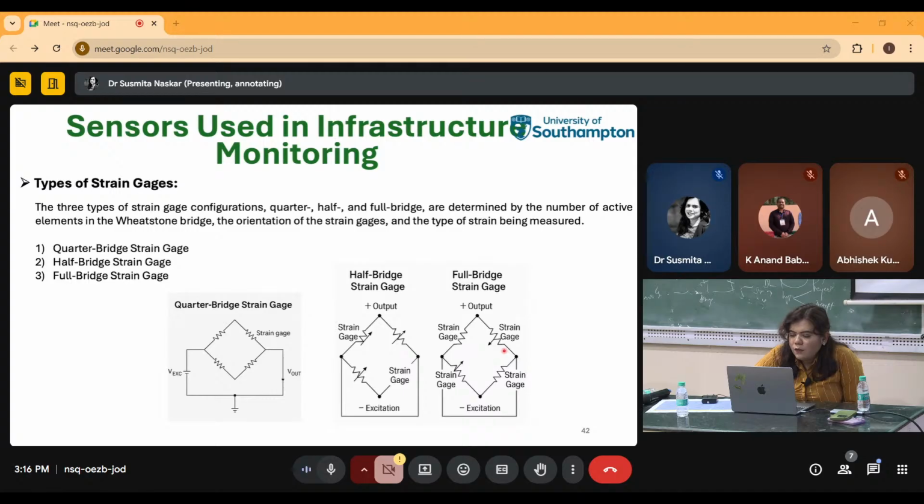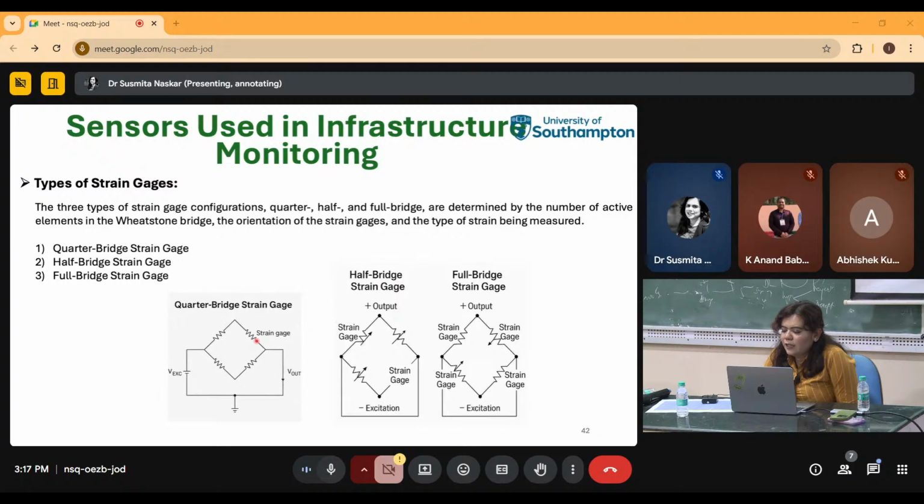The Wheatstone bridge is an electrical circuit used to measure small changes in resistance very precisely. When strain gauges are attached to it, the resistance changes due to the strain, and that can be converted into a voltage signal for accurate measurement. Okay, so now let's see each of these.